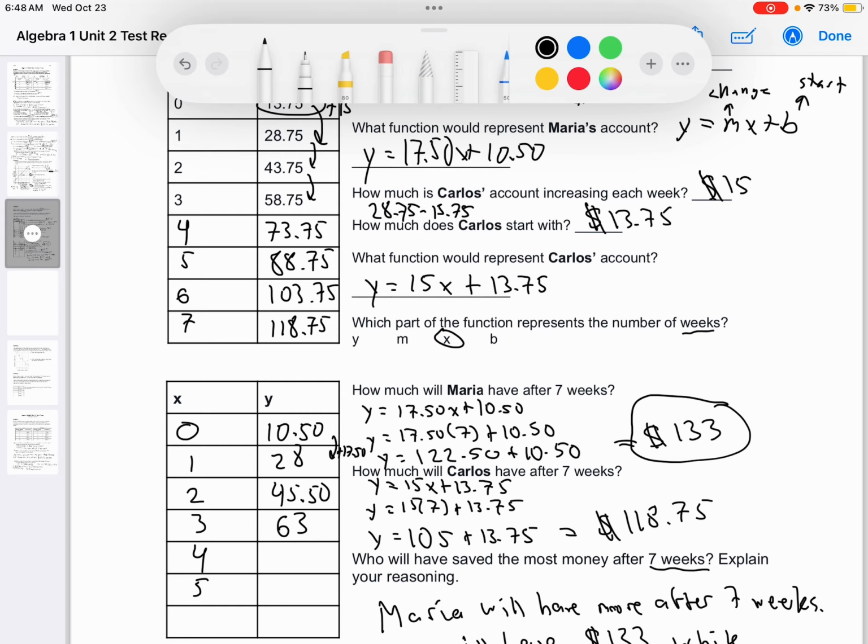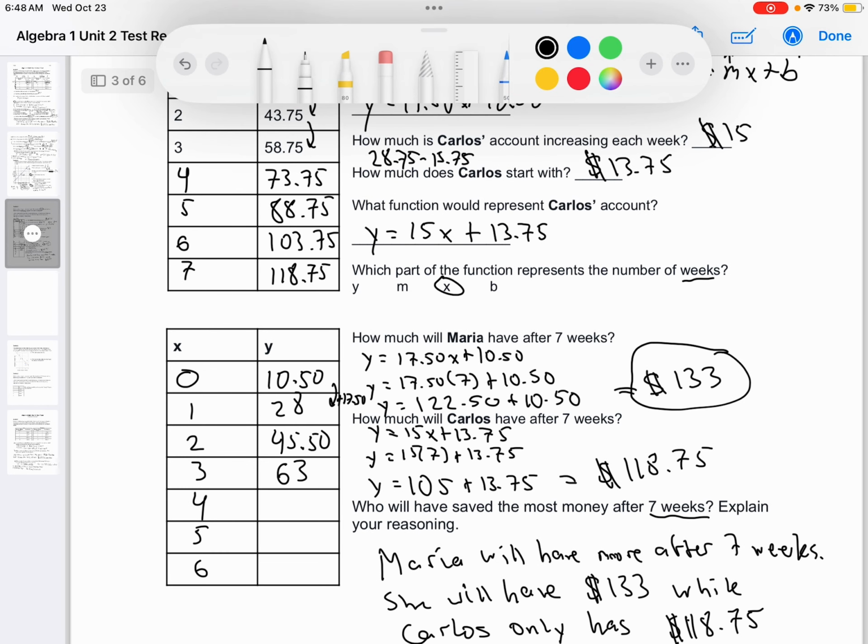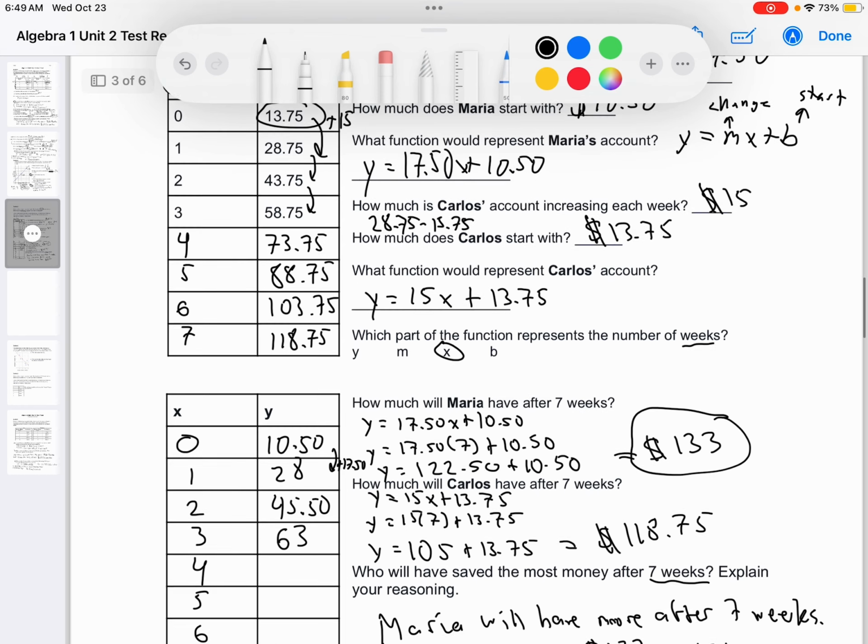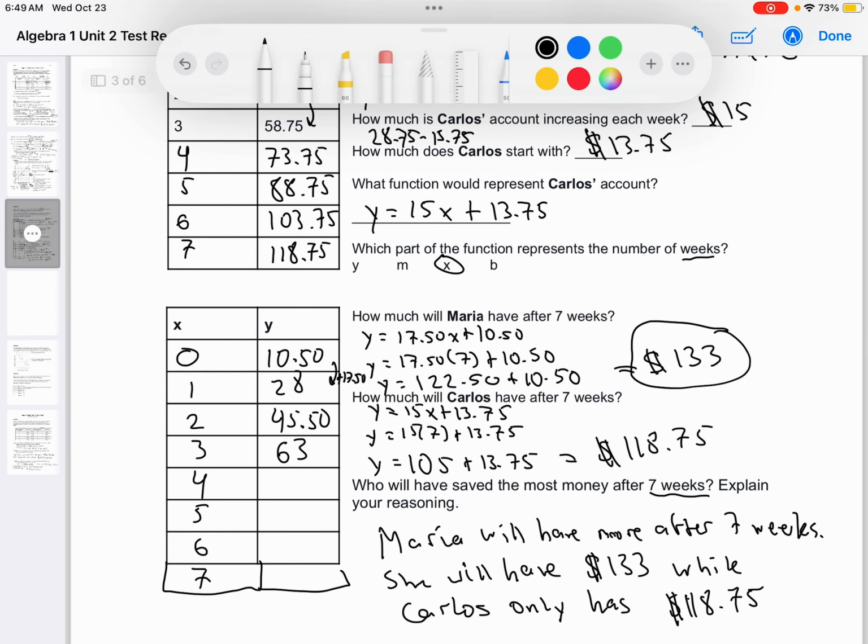And we can continue this pattern until we get to 7 weeks. Looks like I actually didn't make the table big enough. Continue this pattern until we get to 7 weeks. So 63 plus 17.50 is 80.50. Plus 17.50 again is 98. Plus 17.50 again is 115.50. And one last time, this will give us $133.